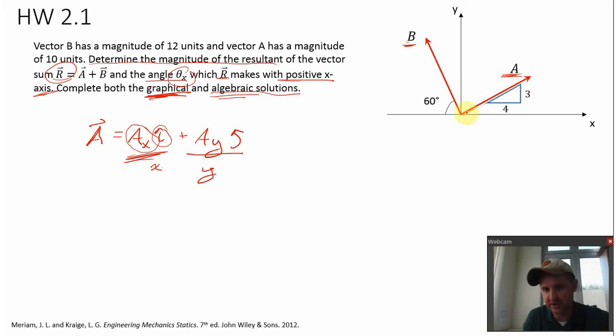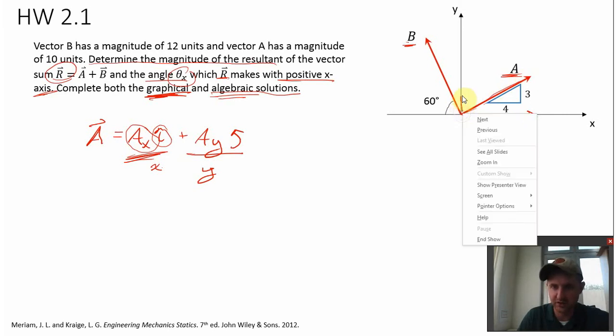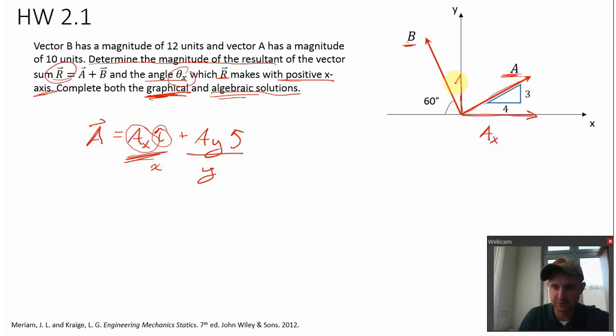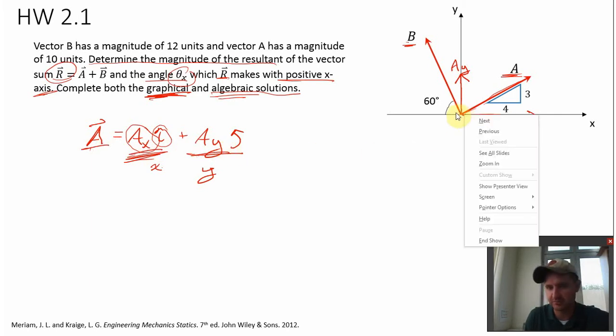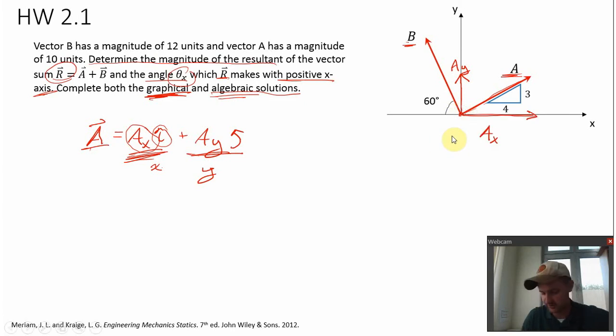So there's vector A, there's the x component. It's the projection of the vector onto the x-axis. That's the x component. So what's the projection of vector A onto the y-axis? It's right there. There's the y component. Now notice the vector A is the addition of the x component and the y component. So if we add the x component and the y component graphically, both here start.